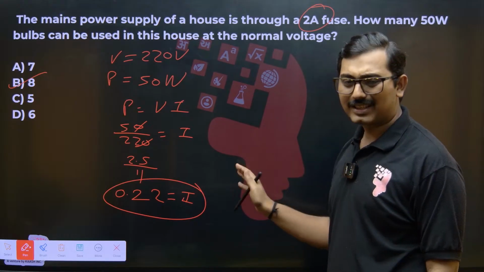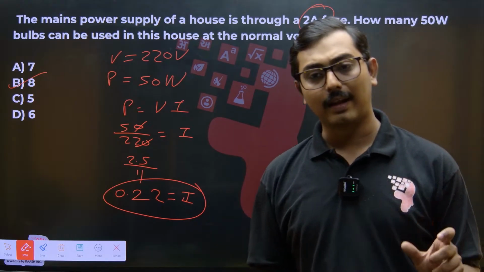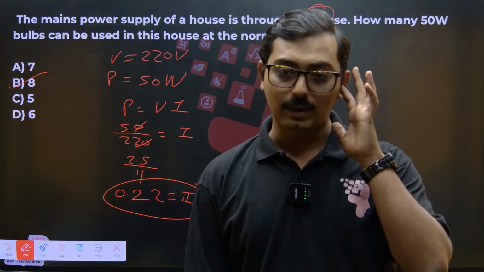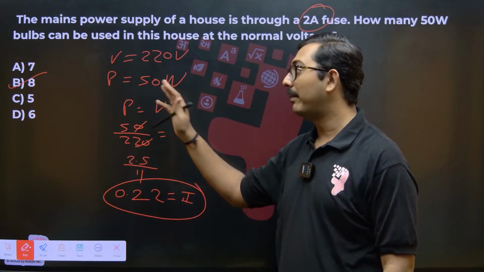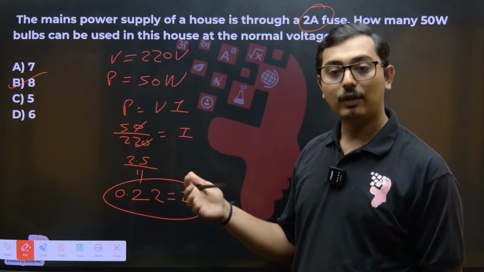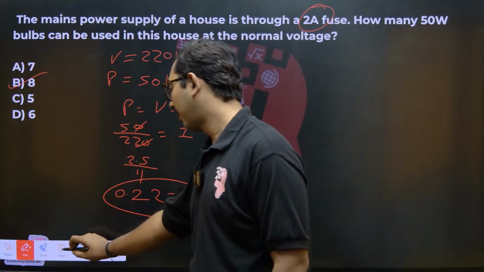Okay. You are just required to find the current taken by one particular bulb, and then you multiply it by the number of bulbs that you can consider. You will get your answer.